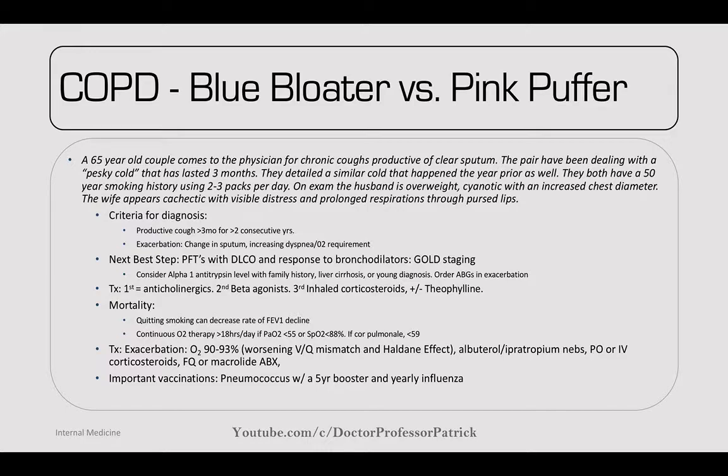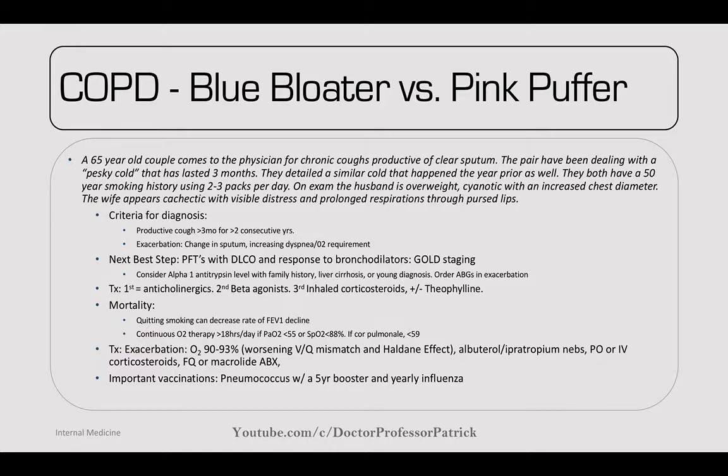So if someone comes in with an exacerbation, say both of these men and women come in with increasing cough, change in their sputum, so this is going to be an exacerbation. We want to treat their O2 to within 90 to 93. We worsen the VQ mismatch and the Haldane effect if you get it above 93 to 95%. So you want to keep their O2 right about 90 to 93.